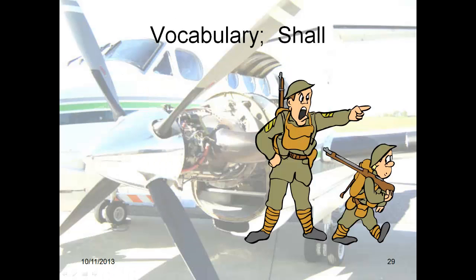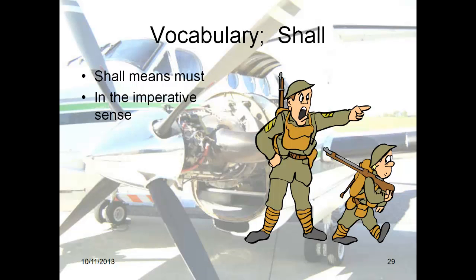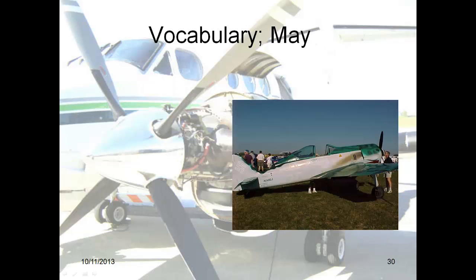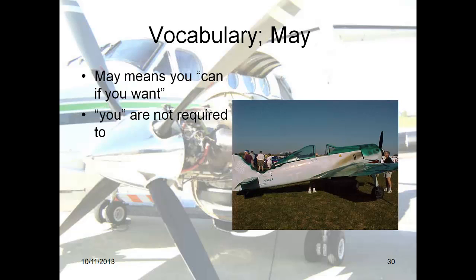The word shall, as it's used in vocabulary, means you must do it. It's in the imperative sense, and this is in FAR Part 1, which is the section that has definitions. But all you have to do is remember that if you see in a regulation the word shall, it is not optional. You must comply. The word may, if you find it in a regulation, means it's optional. You can do something if you want to. It's allowed, but you do not have to. Very important word, the word may.